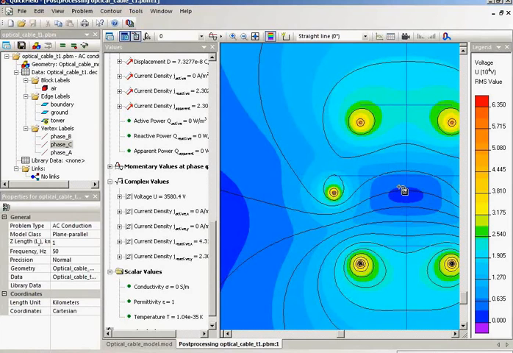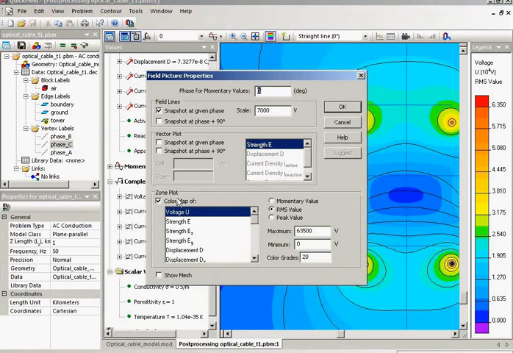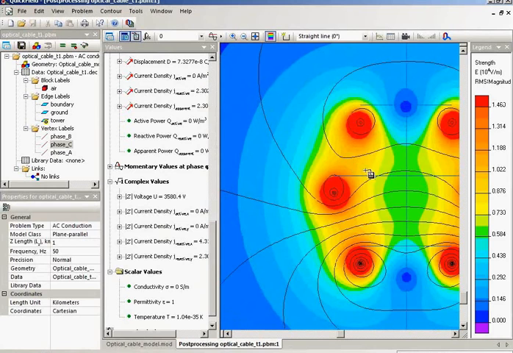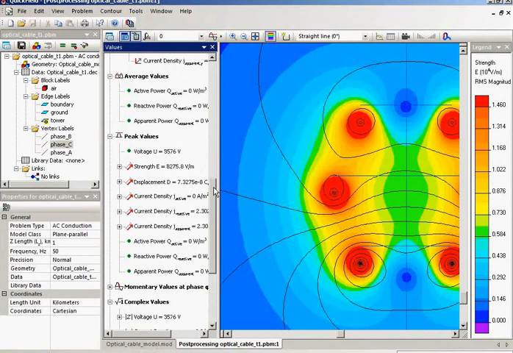Now let's check the electric field stress distribution. I switch to the electric field stress. Now there are two spots, this one and this one. And again, I can check the potential here and the electric field stress.